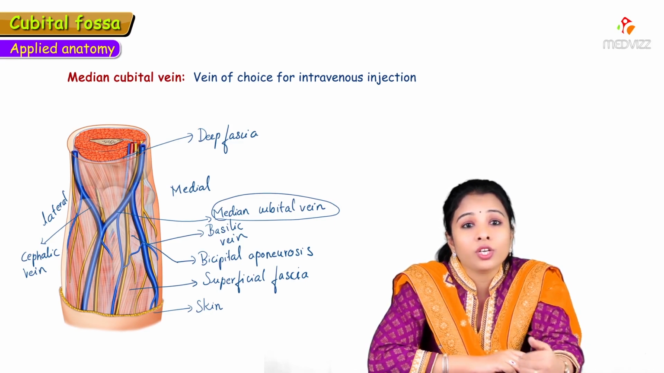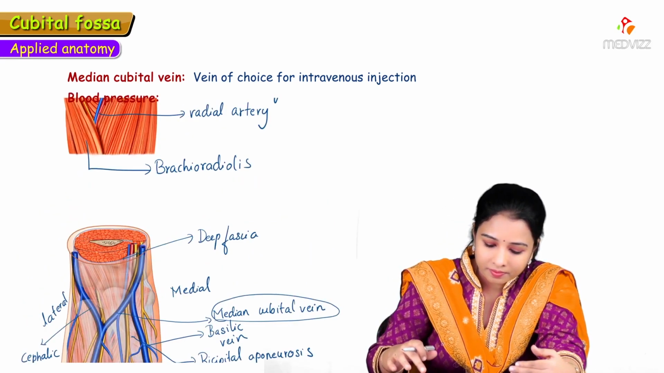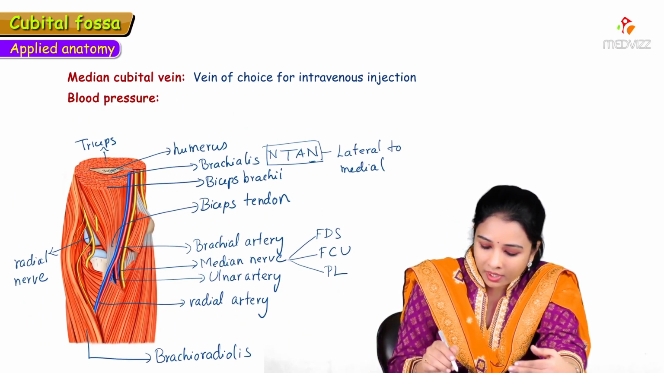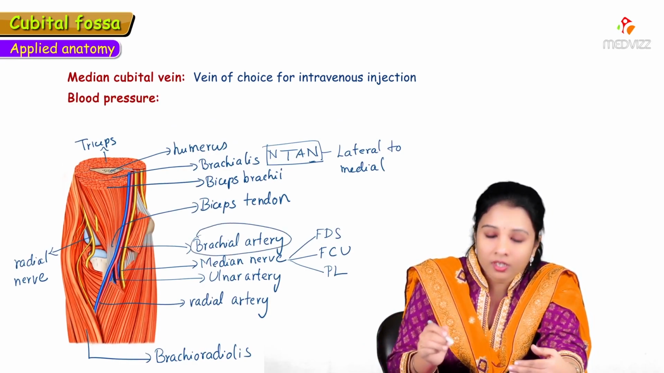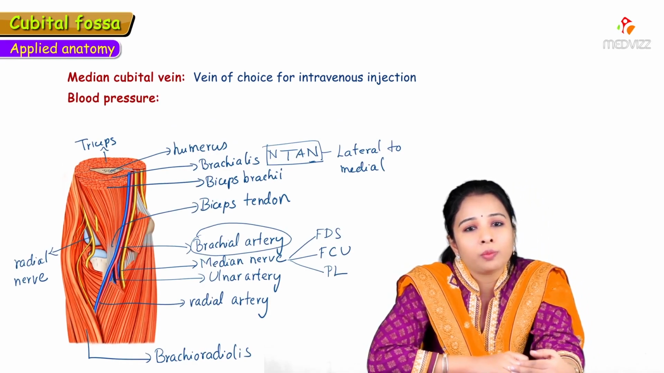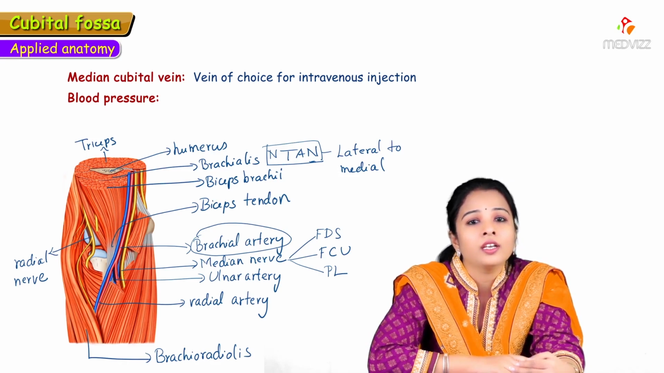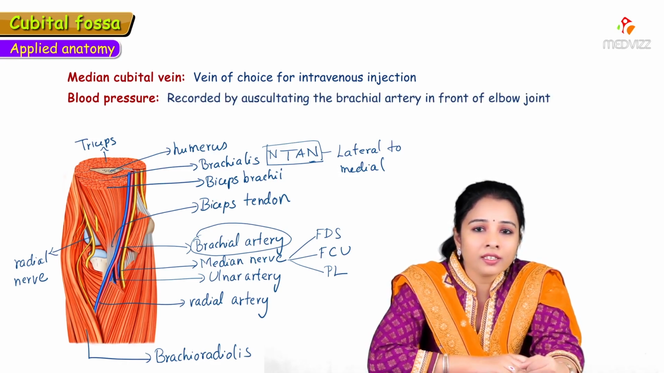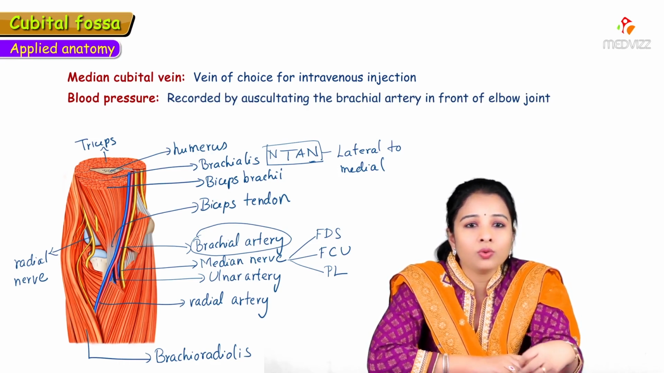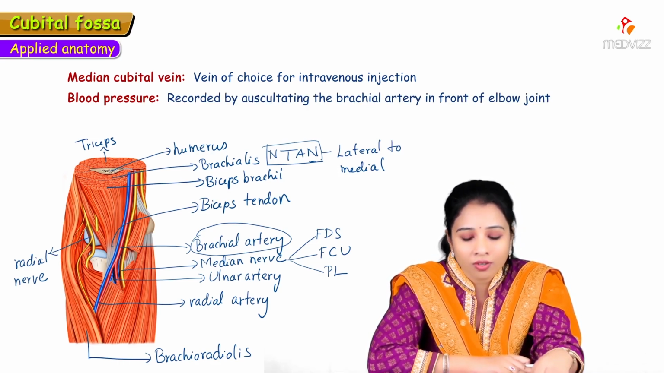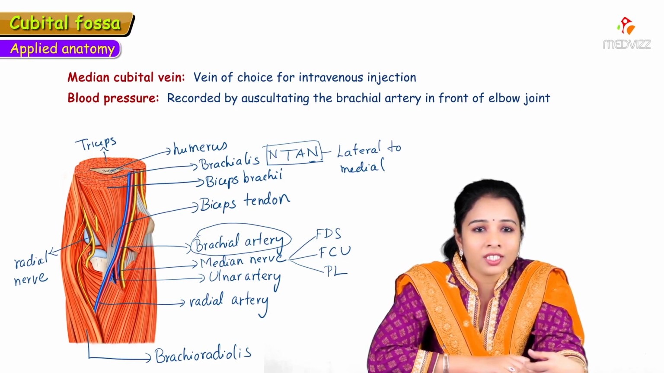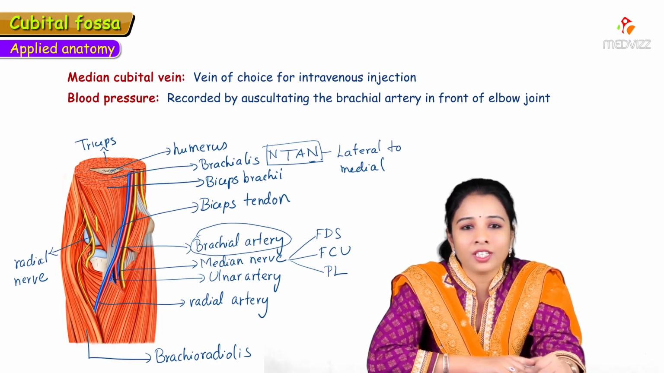The next is to record blood pressure. So we know brachial artery is in the cubital fossa. So here we can feel the pulsations of the brachial artery. So blood pressure is recorded by auscultating the brachial artery in front of the elbow joint. So these two are the most important clinical correlations which are associated with the cubital fossa.